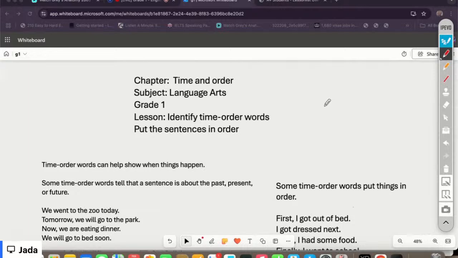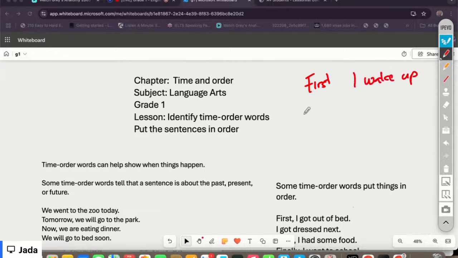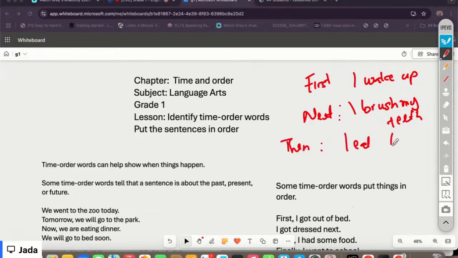So we have an example. For example, we can say, first, I wake up. Next, I brush my teeth. Then, I eat breakfast. And then, last, I go to school.